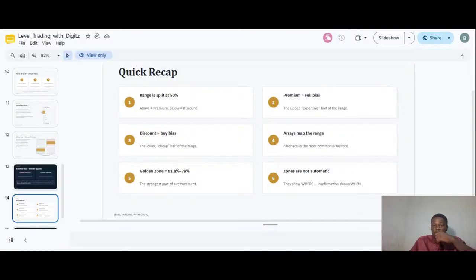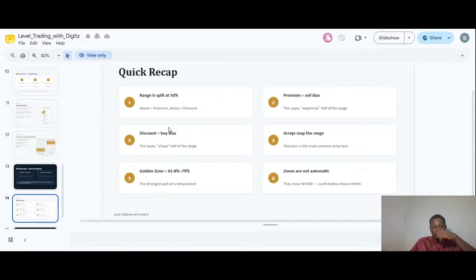Now the array maps the range. Your array is the tool you use, that's your Fibonacci retracement tool. It's what you use to map the range. There are other tools you can use too, but I wouldn't want to go into that. So you use your Fibonacci retracement tool to map the range, and I showed you how to get it. Now, there's what is called the golden zone.